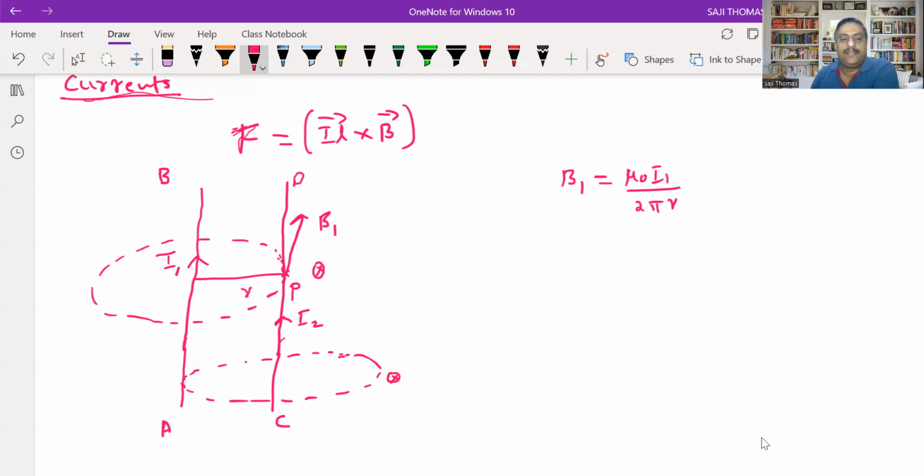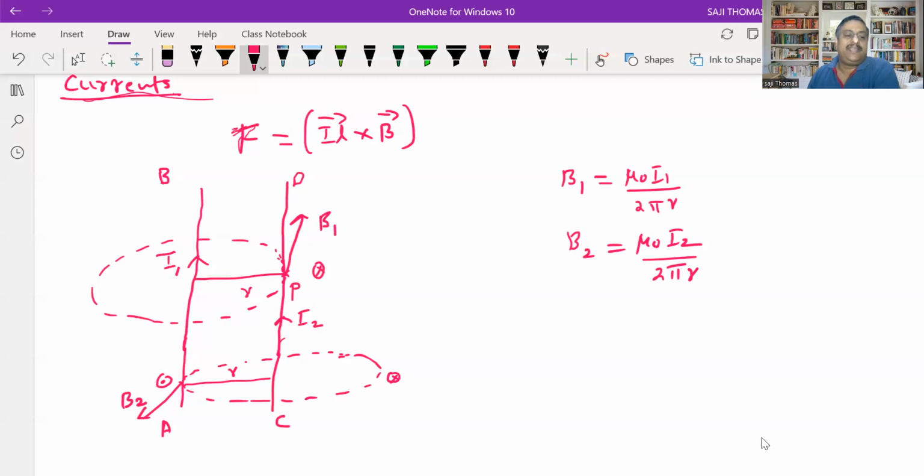You see, this conductor AB is in the magnetic field of conductor CD. See, at this point, magnetic field is out of the plane of the paper. This is B2. So conductor AB is in the magnetic field of conductor CD. What is the magnetic field of conductor CD? B2 equals mu0 I2 by 2 pi r.